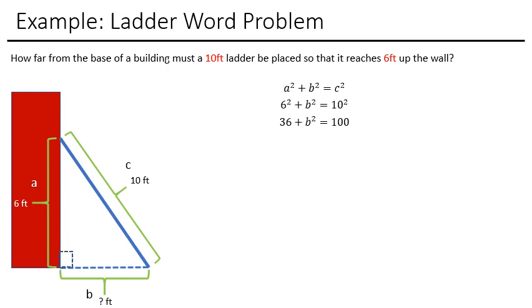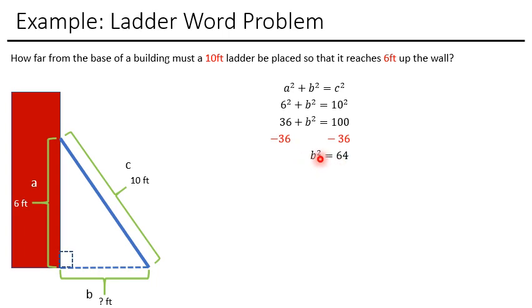Now you have to go back to algebra to learn how to solve this. So basically we're going to solve for B. But we've got to get this B by itself. So I need to get rid of 36. And by doing that, I subtract 36 from both sides. Remember in algebra, whatever you do to one side, you have to do to the other side. So 100 minus 36 gives me 64. This 36 goes away, and I'm left with B squared equals 64.